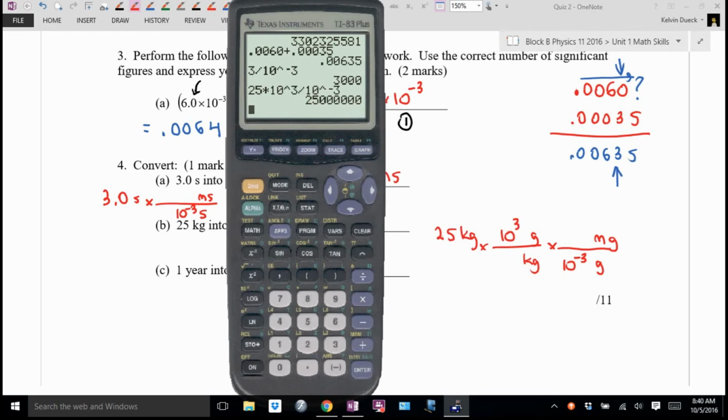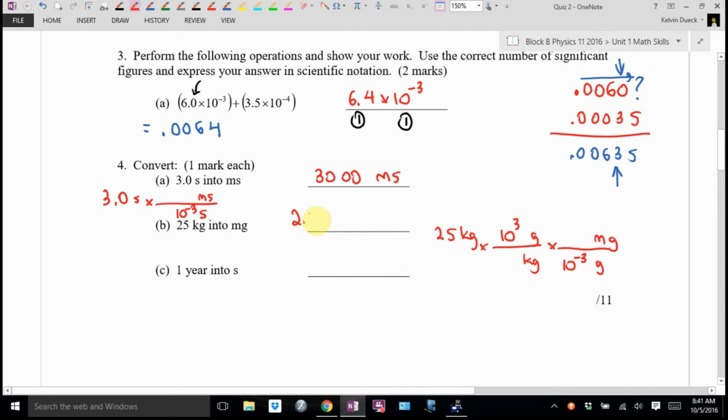I'm going to write this way. If you wrote 25 with 6 zeros, that's fine. I'm going to go to scientific notation because it's less writing. 2.5 times 10 to the 7th milligrams. Is that right? Yes?